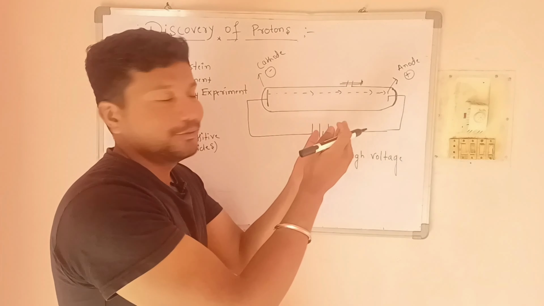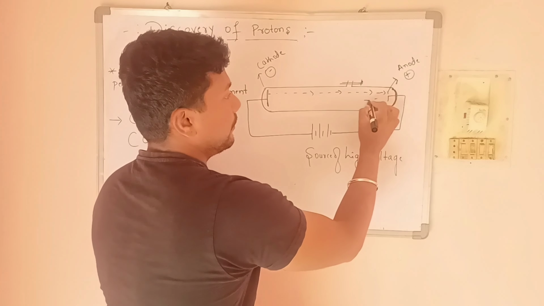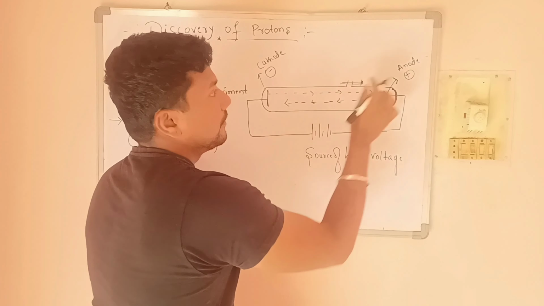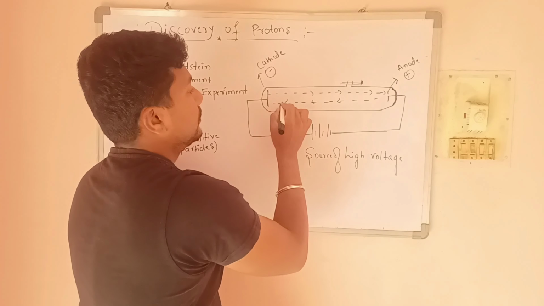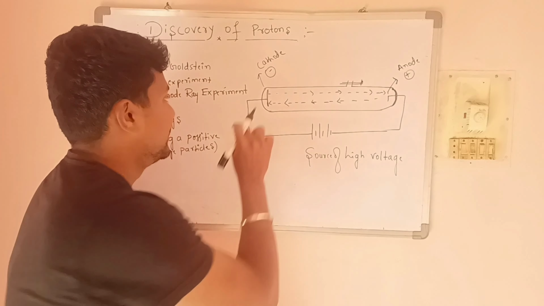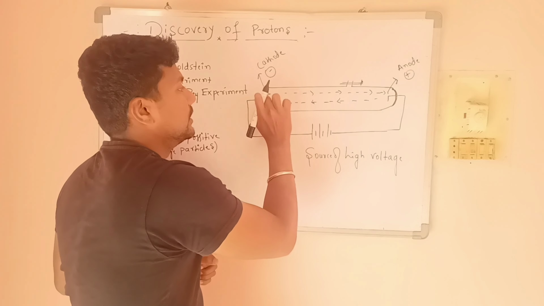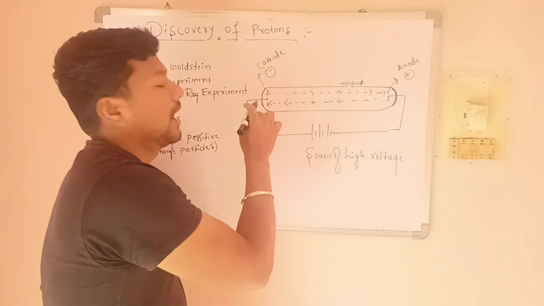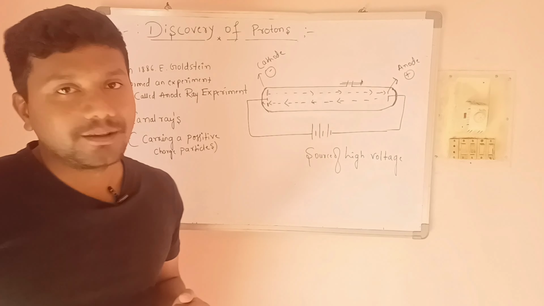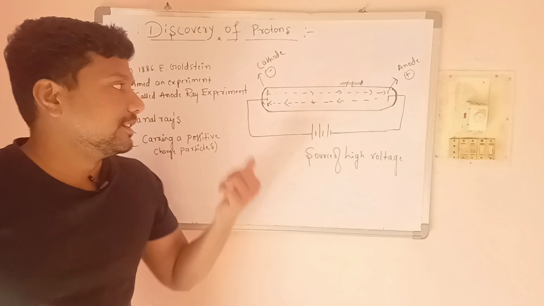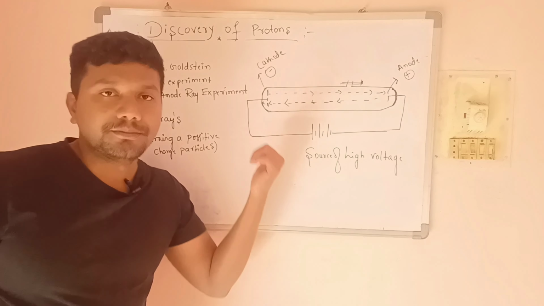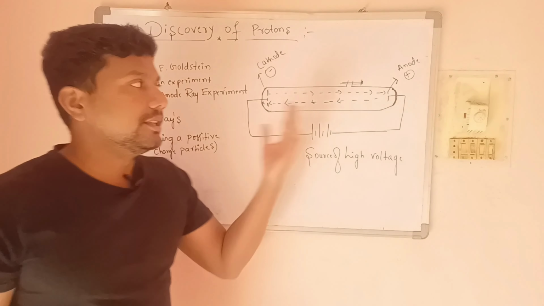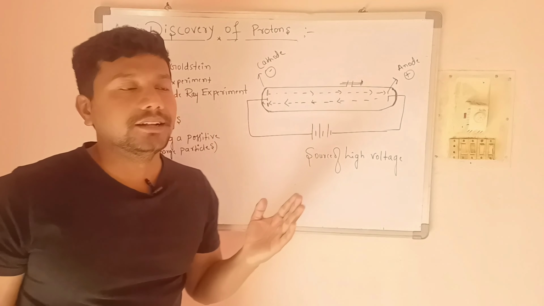Some particles in the tube were moving in the opposite direction, from the anode to the cathode. He made some holes in this electrode and coated it with a fluorescent screen like zinc sulfide, and he observed some light. He concluded that some particles were also moving from the anode to the cathode, and he named these particles anode rays.